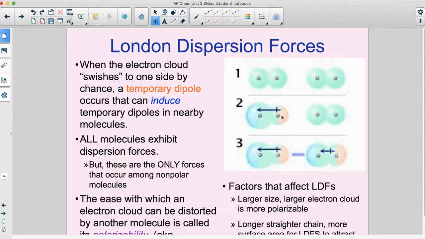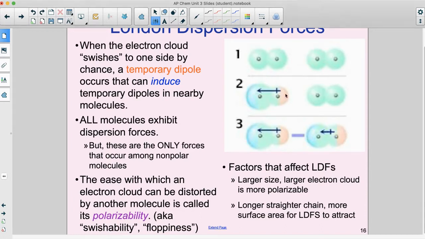So these temporary dipoles, when they happen, can induce temporary dipoles in other molecules next to them. So even if you're nonpolar, you can have a distortion in your electron cloud and create temporary dipoles which can attract each other. So all molecules have these forces. And the easier you can distort the electron cloud, the squishier and more floppy this electron cloud is, that's called polarizability. And the polarizability is directly related to the strength of your LDFs.